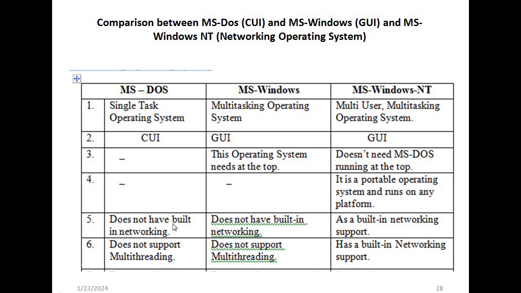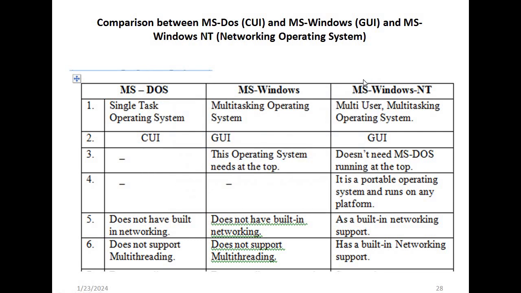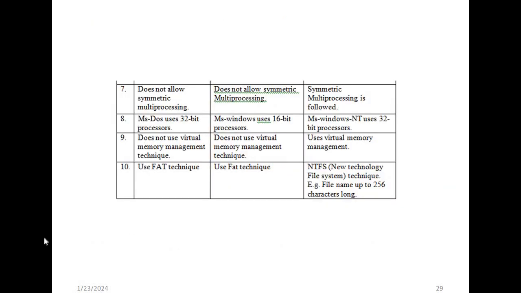DOS prompts and Windows don't have built-in network, because they are not connected to the network and not representing the network. But MS Windows NT networking needs the built-in network support. Multi-threading also, both DOS prompts and Windows do not support, but the network supports. Symmetric processing is not allowed in DOS prompts and also Windows, but it is possible in the networking.